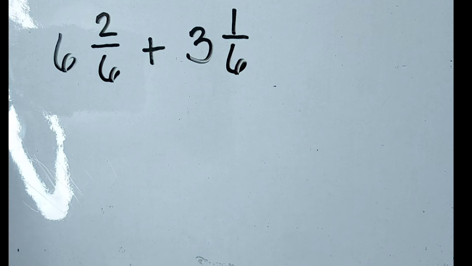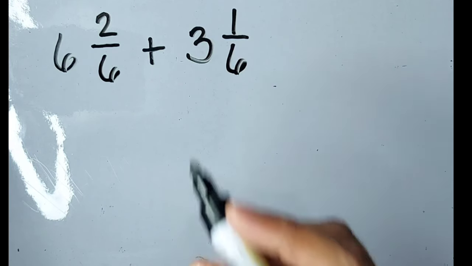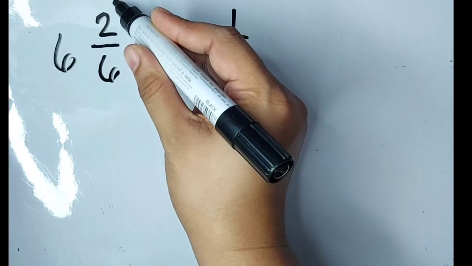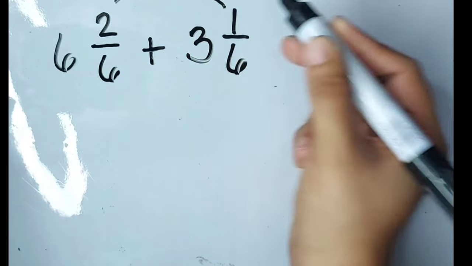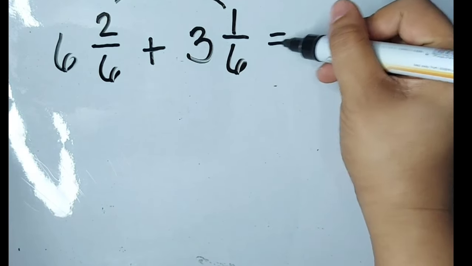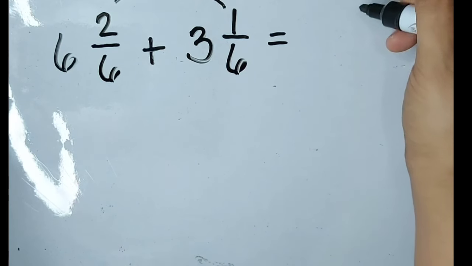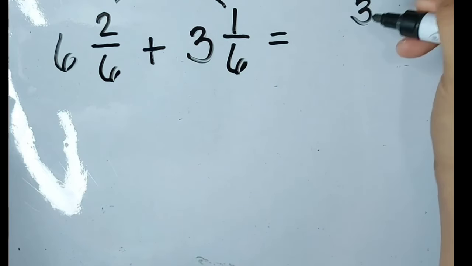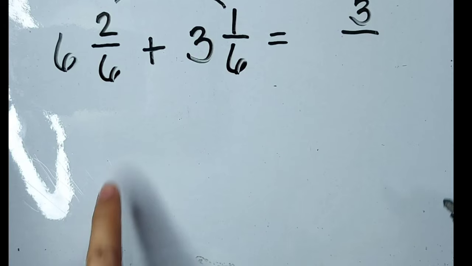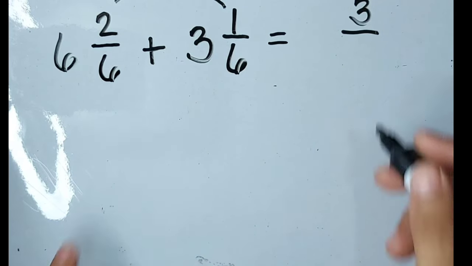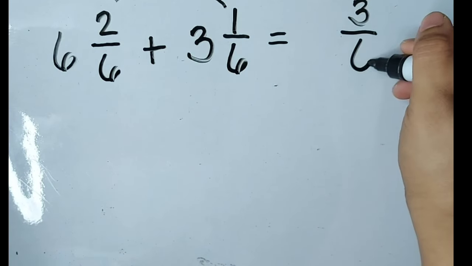Step 2. Add the similar fractions, then the whole numbers. In adding similar fractions, we need to add first the numerators. Our numerators are 2 and 1. 2 plus 1 is equal to 3. Since we have the common denominator which is 6, let's just copy 6.